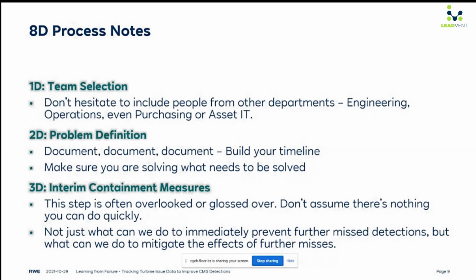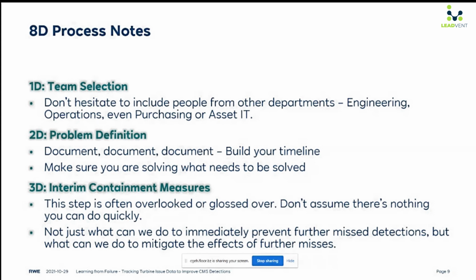Is there someone who understands the nature of the failure so they can help the analysts understand why the failure may have been missed and subsequently figure out how to best detect it? Additionally, people from departments such as purchasing or asset IT can be invaluable in helping trace down issues. Your asset IT might be important if there are data issues, and purchasing might be able to help you figure out how to mitigate these types of misses on the back end rather than catching them in the beginning.